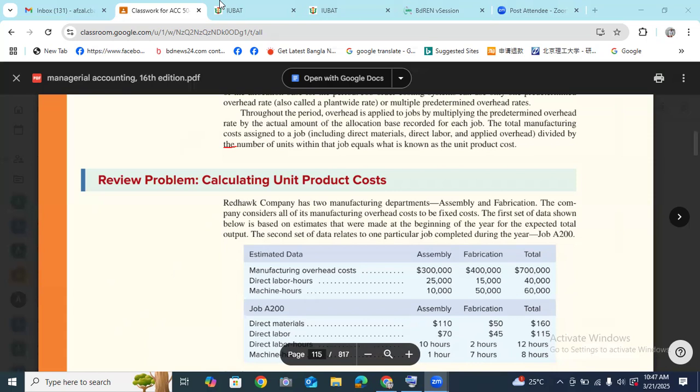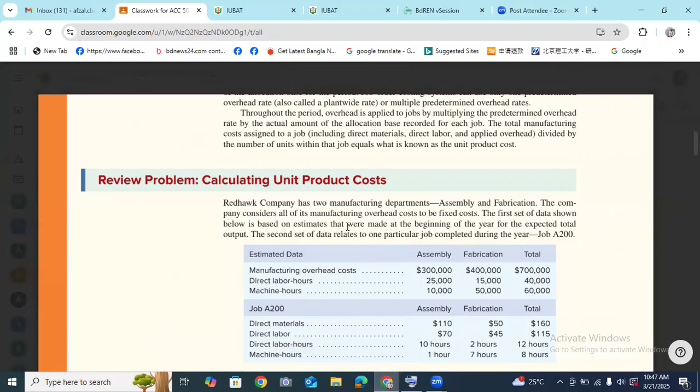All of you understand, or should I proceed with the example or not? If you need more theoretical explanation, I can explain. Or if you understand, then I will go for the review problem. I think if you know how to solve this problem, you can understand job order costing. Okay. Hello. Yes, sir. So we'll go for the review problem.